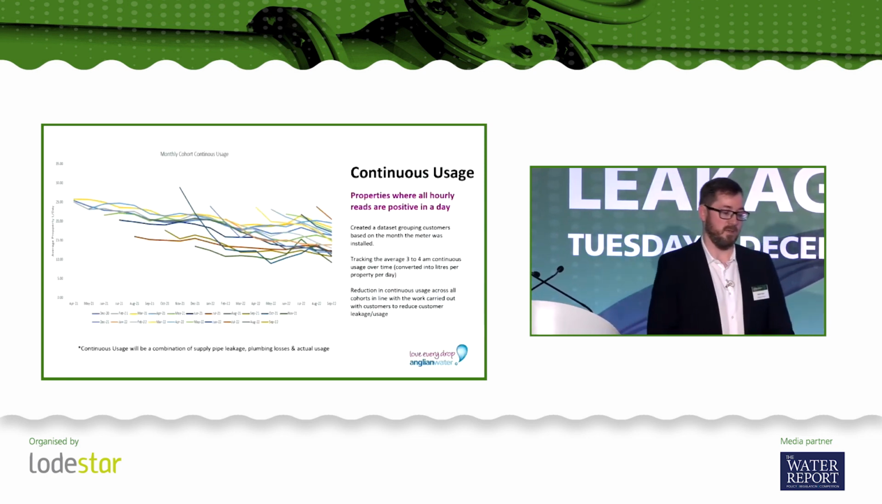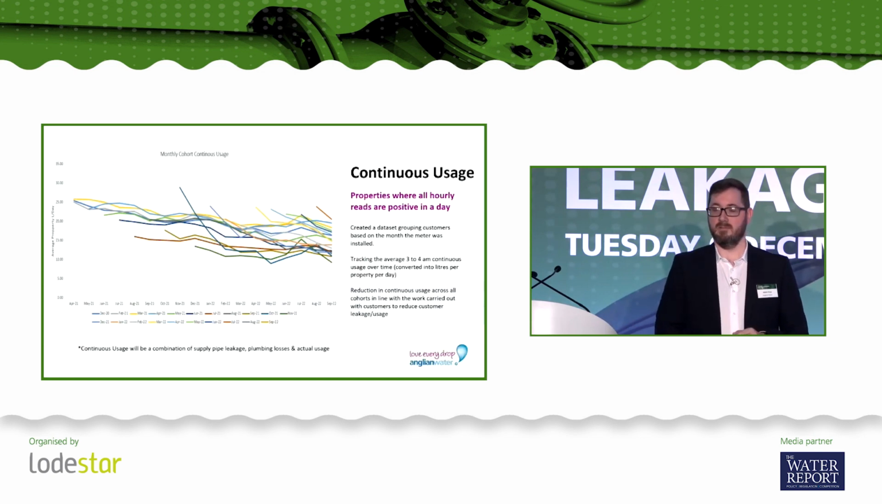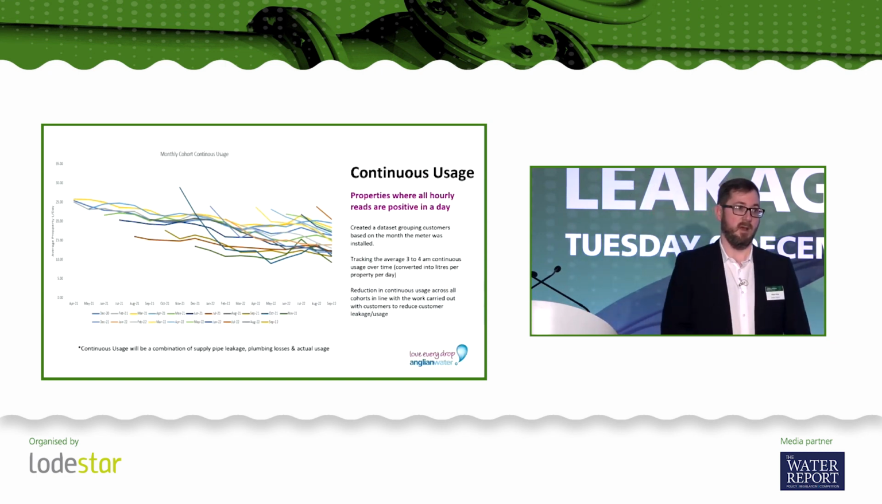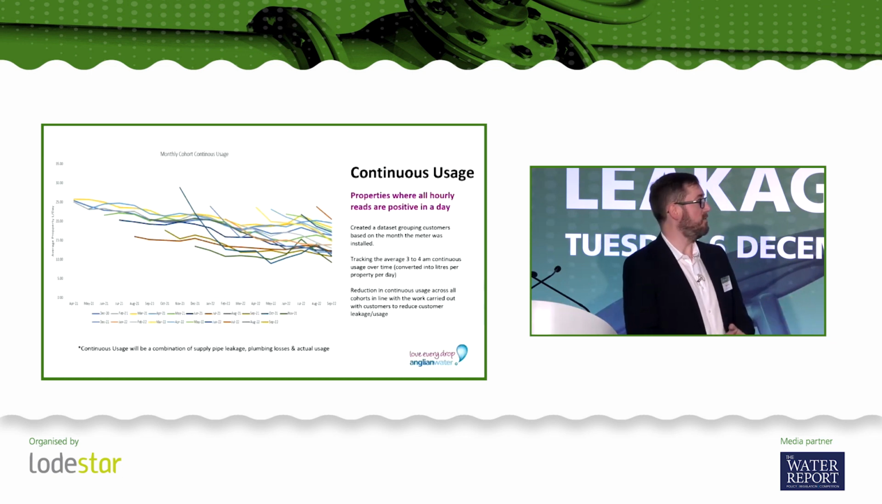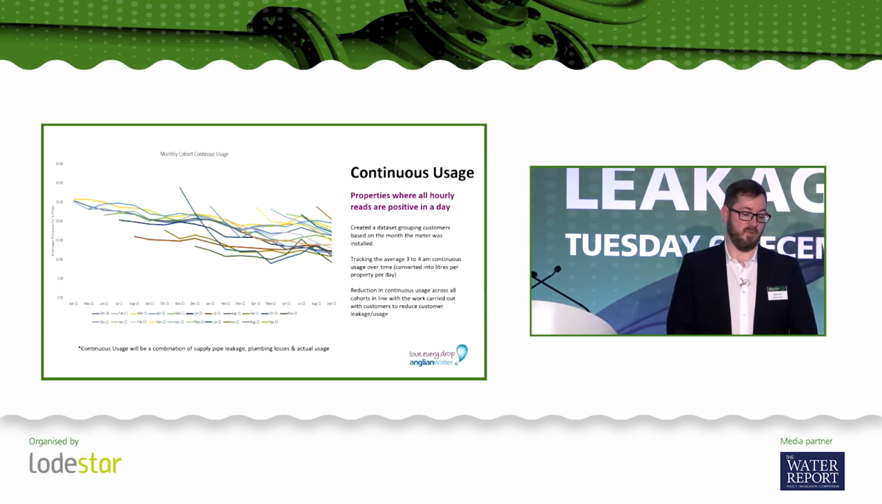After we looked at per household usage, we then moved on to continuous usage, and how we've defined continuous usage is any properties where all the hourly reads are positive in a day. What we did is we created data sets grouping all the customers together on a monthly basis of when their meter was installed, and we tracked their average night usage over a period of time. And what we've seen from that is a reduction in all of the cohorts, as you can see from the chart. And their continuous usage has been going down, which we suspect is related to the work that we've been doing with the customers around their behaviour and also to reduce the leaks.